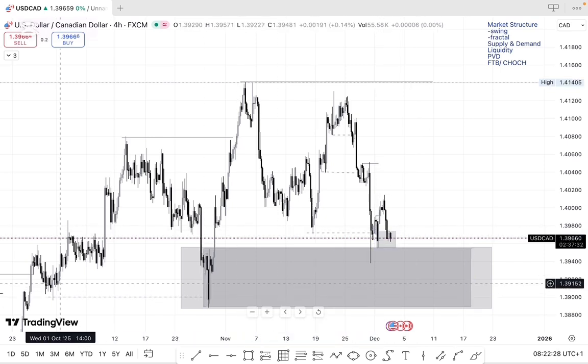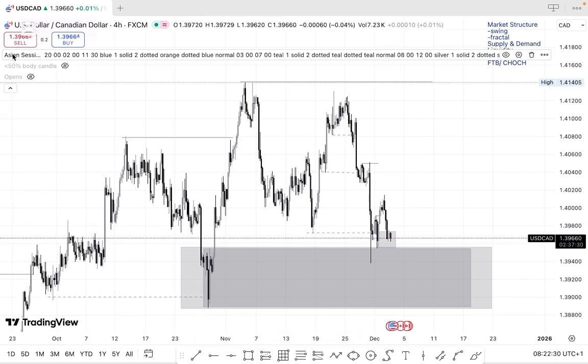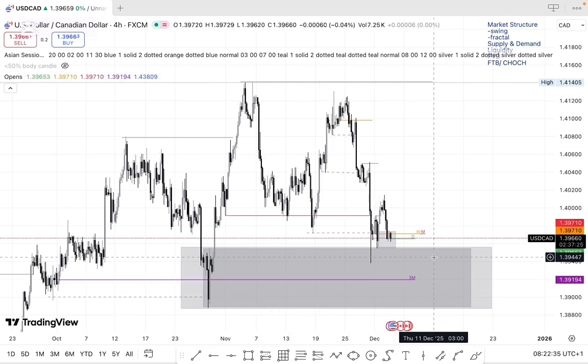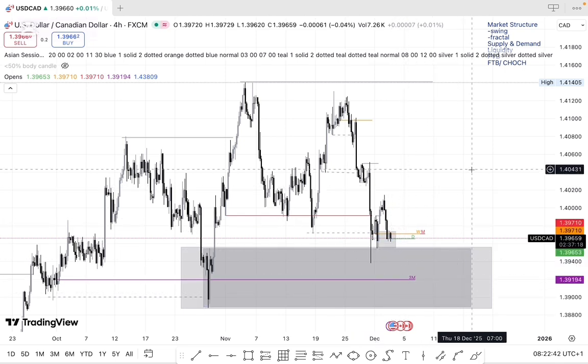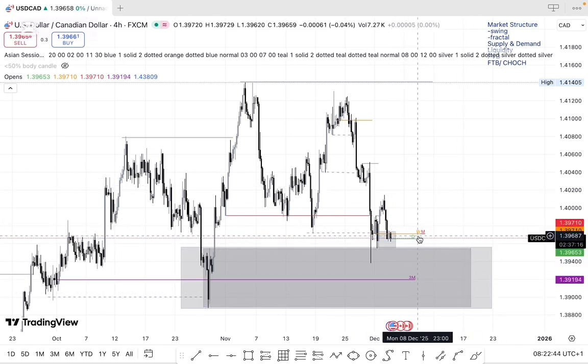And if we should turn on our monthly indicator, we will see that we have our 3 monthly open here. So maybe we might see price pushing down to this 3 monthly open, and from there we can continue with the highs. We don't know yet, and so let's just watch out for that, guys. That's that for US dollar CAD.